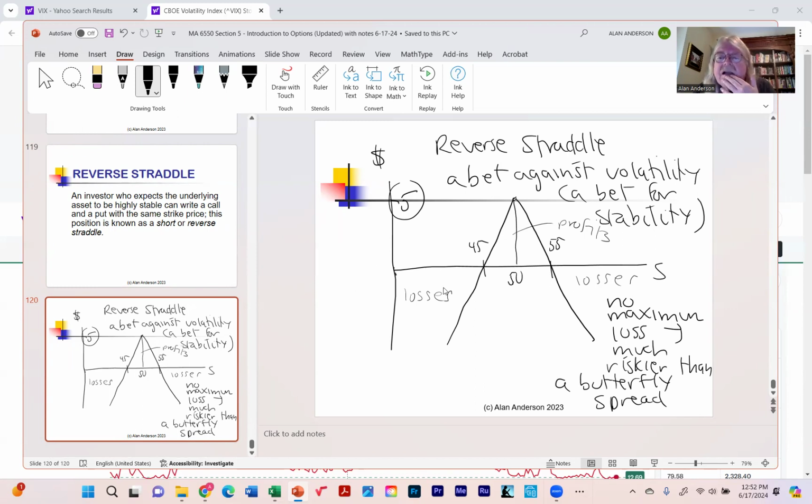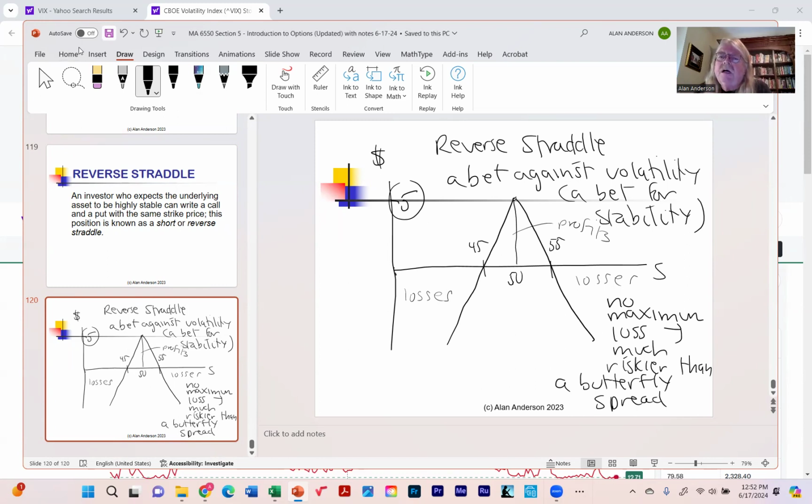So that appears to be the end of section 5. Actually, we have a couple of minutes left. Maybe we'll take a peek at 6. 6 is where we start pricing these options. And like I said, this is just the tip of the iceberg for strategies. I just wanted you to get a feel for them.